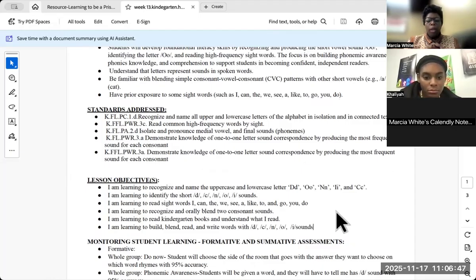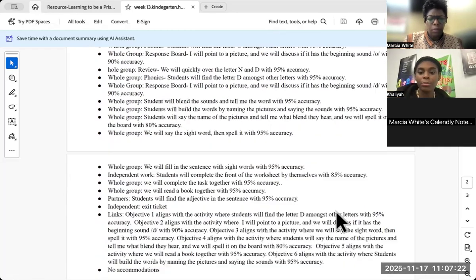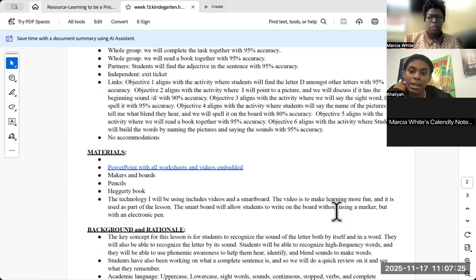Now, the objective that says, I am learning to read kindergarten books and understand what I read. When will students practice reading kindergarten books? They will practice reading during this lesson, after the independent worksheets. We'll be reading the book called Talk to Me About You and I. Doesn't everybody have a book they're reading? Yes, everybody will have their actual book. We print it out and fold them and pass them out. I would instruct students to write their name on their book so we know whose book is whose, so they can go back and use it again.